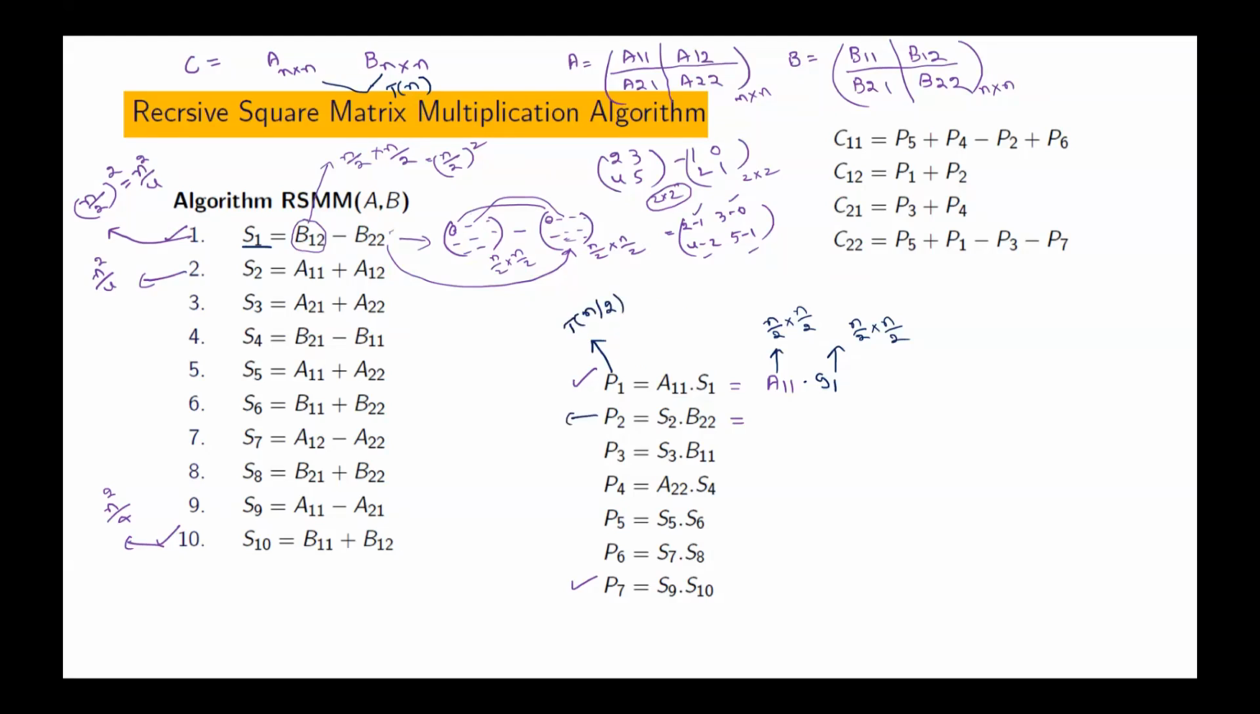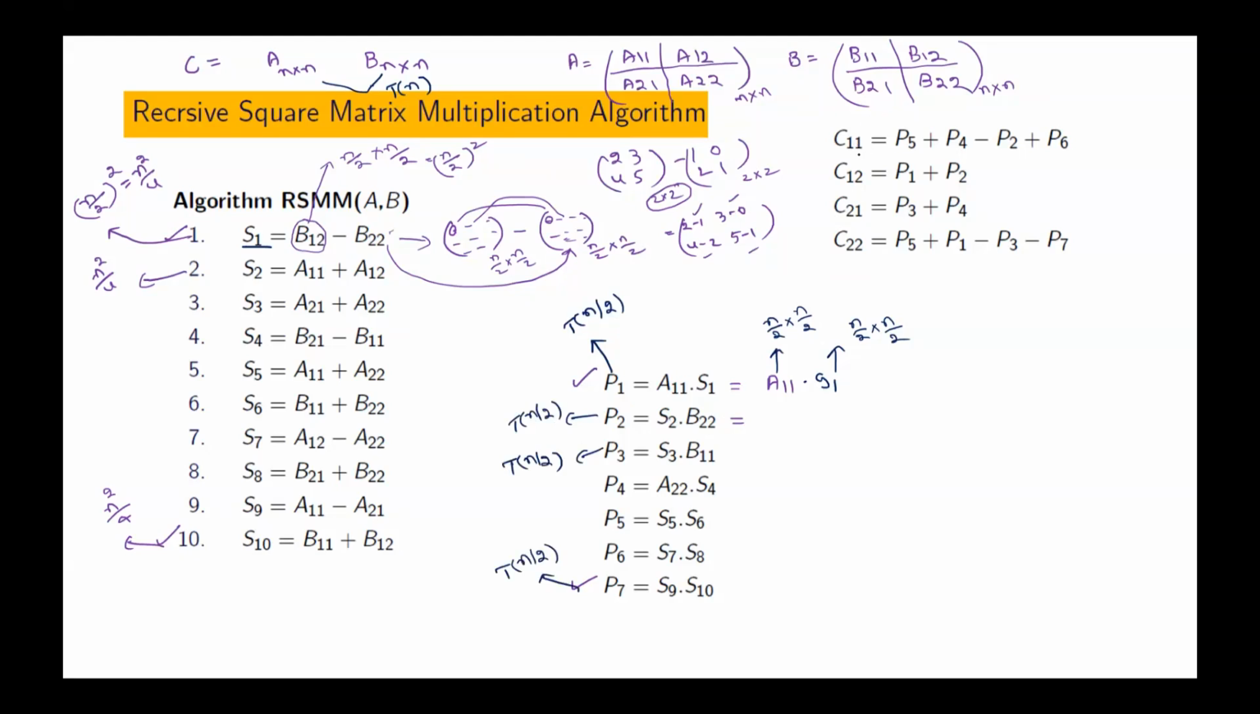S2 is n by 2 by n by 2. B22 also is n by 2 by n by 2. Here also, what is the time required? T of n by 2. Here also, T of n by 2. Like this, here also T of n by 2. Is that okay? Again, we need to calculate finally C11 to C22.